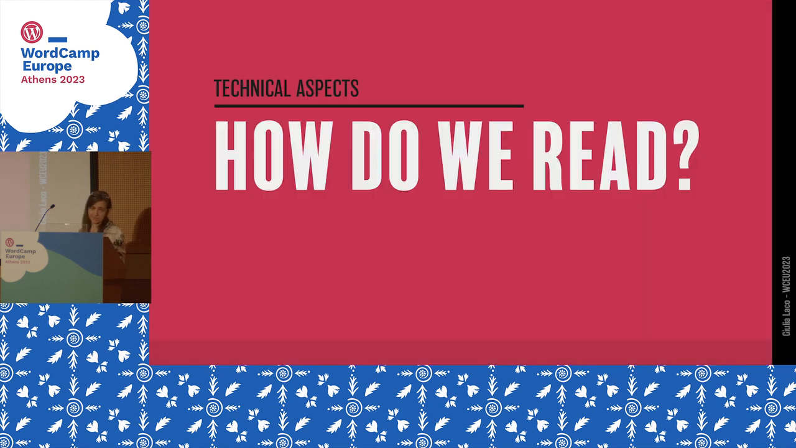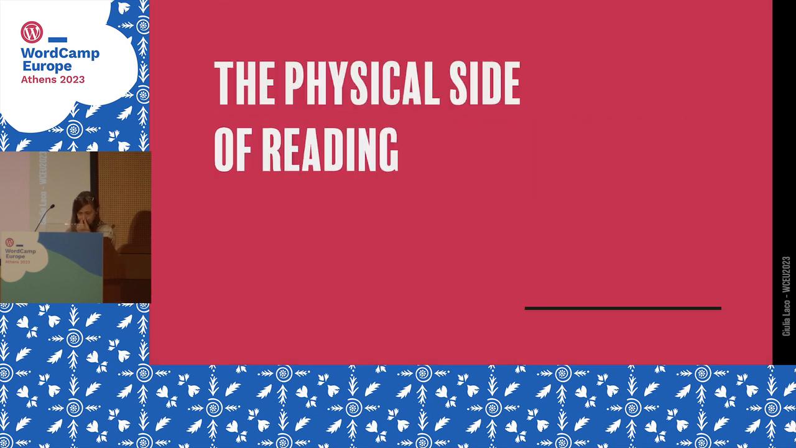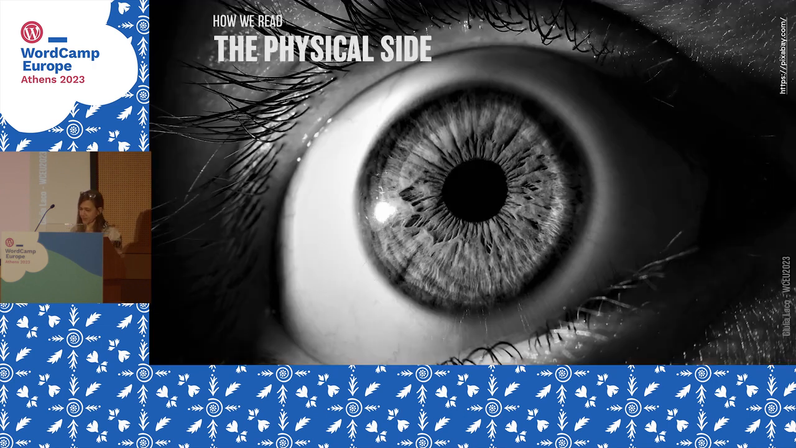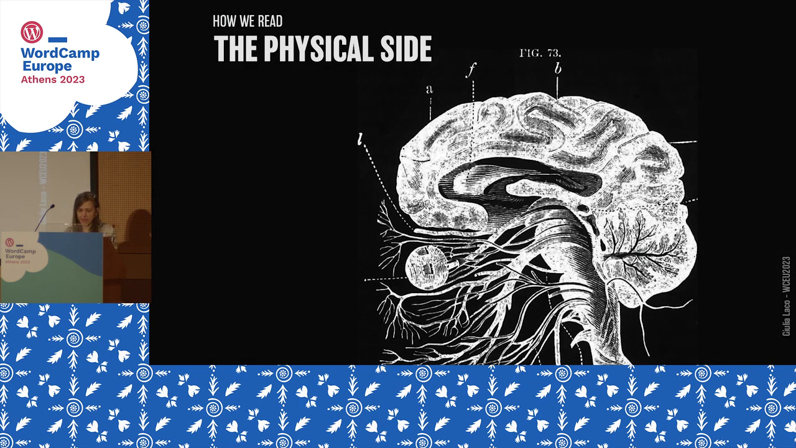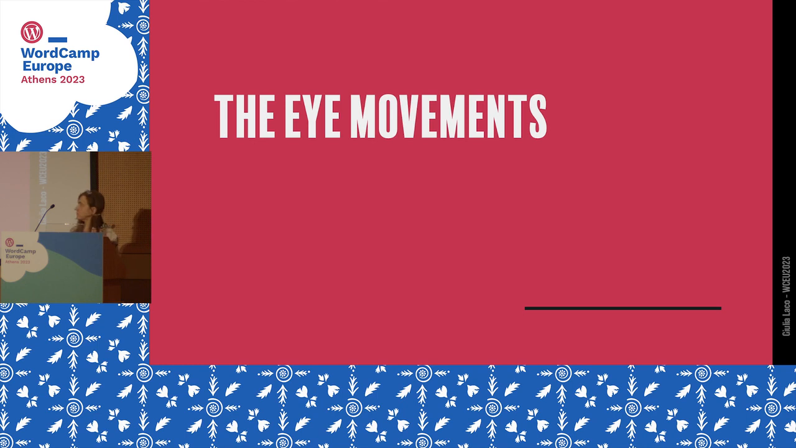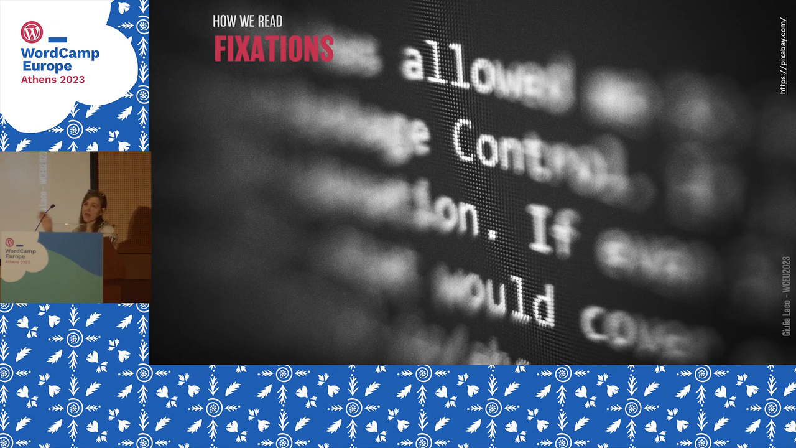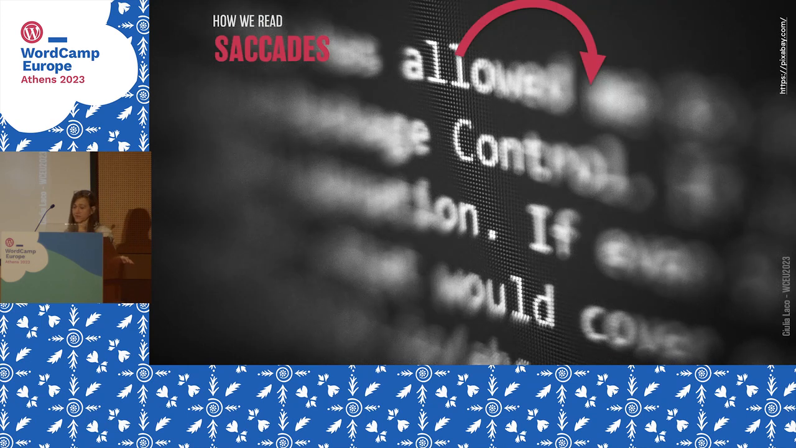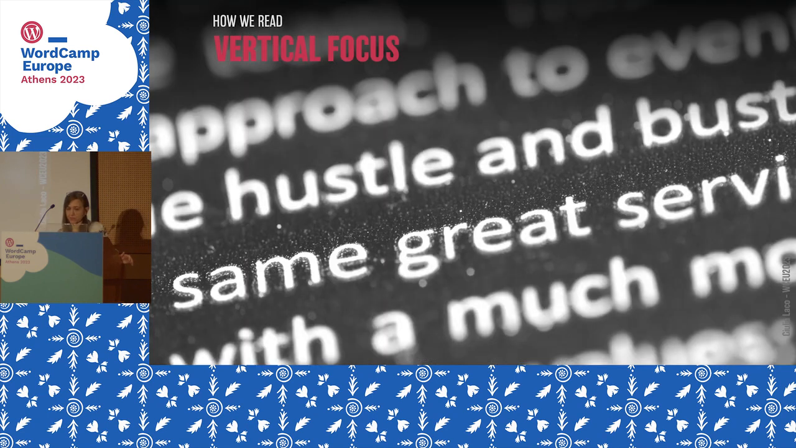But how do we read? That's the point. We have some technical aspects. We have a physical side of reading. We use the eye, two eyes generally, and we use our brain. They are connected. And what we do with this, not so scientific, just to give you an idea of the processes involved. We have eye movements, fixations, so we focus on only a few letters, a few characters, and then we jump with a saccade to another few letters, and we don't read some letters in between.